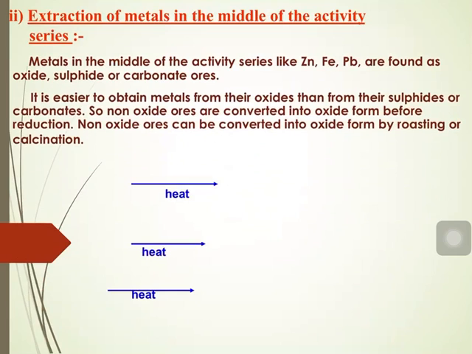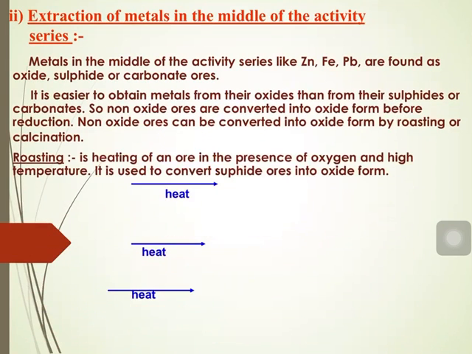Non-oxide ores can be converted into oxide form by roasting or calcination, because calcination is used to convert carbonate ores into oxide form, and roasting is used to convert sulfide ore into the oxide form. So what is roasting? It is heating an ore in presence of oxygen at high temperature, and it is used to convert sulfide ore into oxide form. Like you can say zinc sulfide, in presence of oxygen, gives zinc oxide.